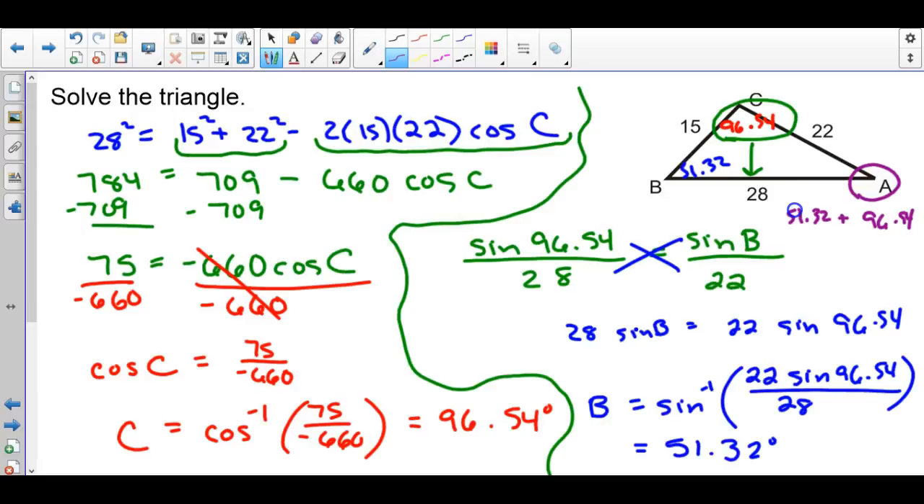51.32 plus 96.54, and that is 147.86 for those two angles, and I'm going to take 180 minus that, and I know now that angle A is 32.14 degrees. So again, basically you had to use the law of cosines first and figure out my largest angle, and then from there you can use your law of sines.